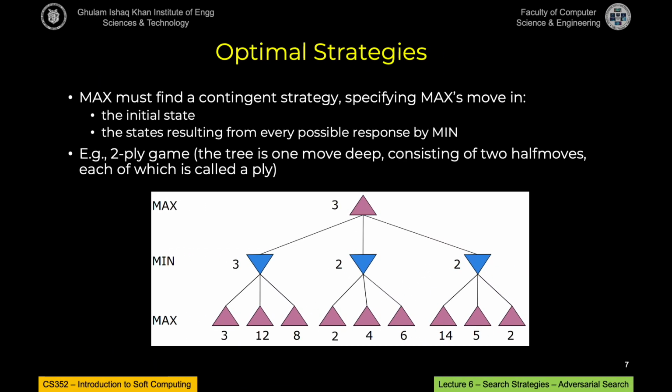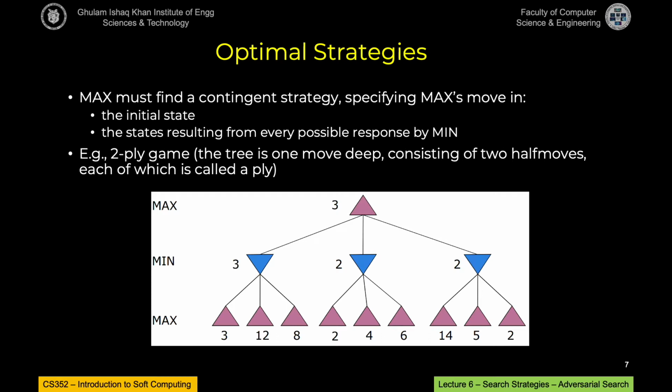So before starting with Minimax algorithm, let us think about what an optimal strategy should be and how it should look like. The idea here is that since it is Max's turn to start, he selects the highest value at the root, so Max must find a contingent strategy which can specify the Max move in terms of the initial state that is going to be the starting point and the states that are resulting from every possible response by Min. So in this particular example, we see a two-ply game where the tree is one move deep, consisting of two half moves.